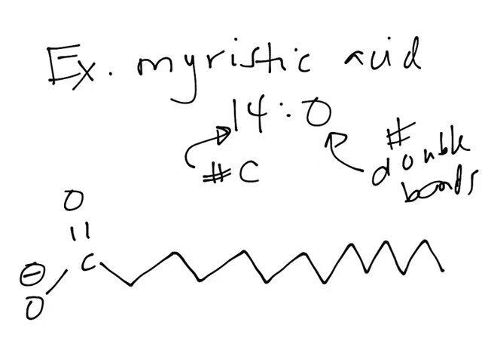And I'm drawing these, they look like they're trans, but remember there are no double bonds here, so we have rotation about all of these single bonds. So all of these carbons are tetrahedral. They are sp3 hybridized and tetrahedral in their three-dimensional shape, except of course for the carbonyl carbon. That one's trigonal planar. So 14:0, number of carbons, number of double bonds.